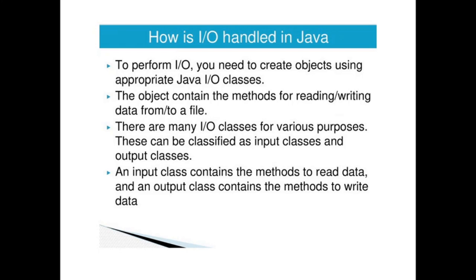associated memory, like a CD or a floppy. We can do that. Okay, the object contains the methods for reading and writing data from or to a file. There are many input-output classes for various purposes. These can be classified as input classes and output classes.